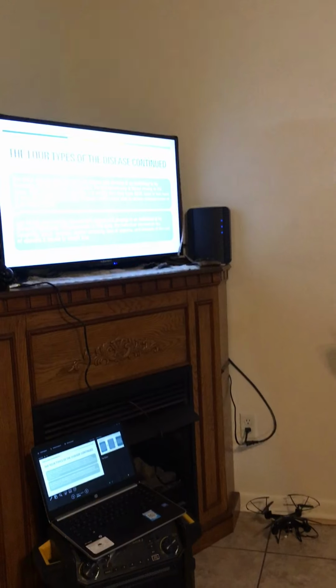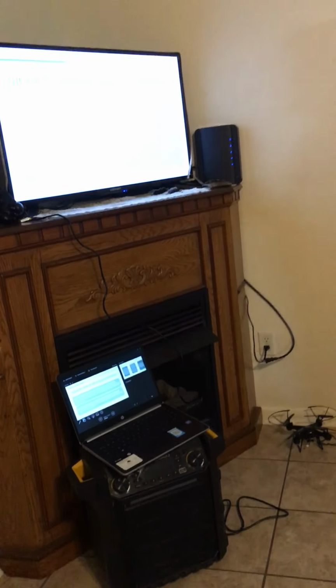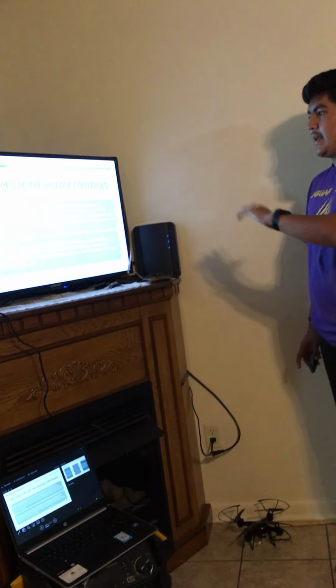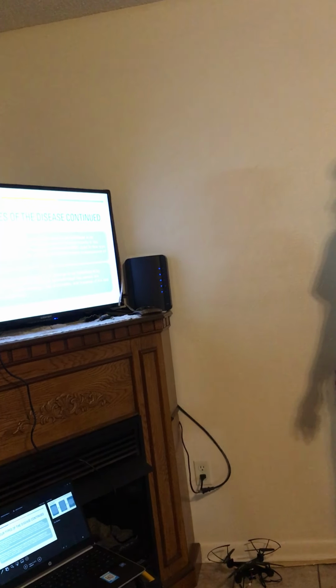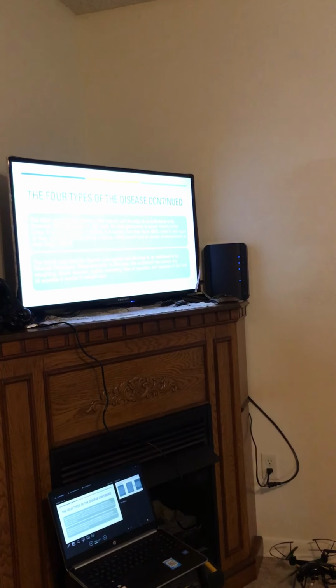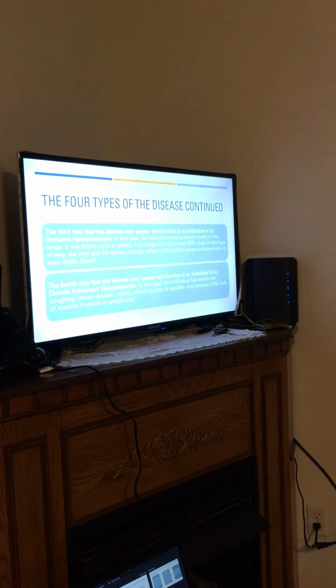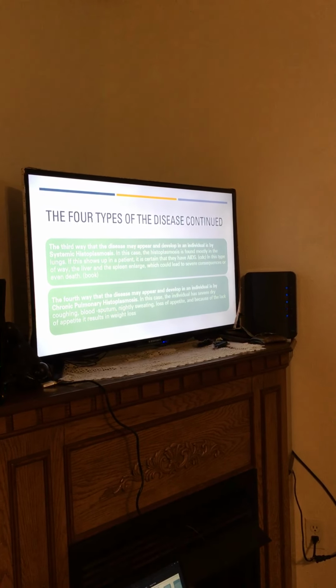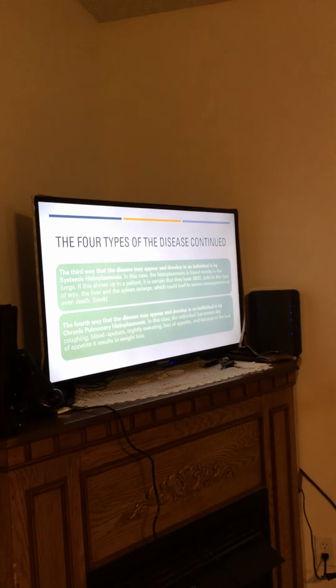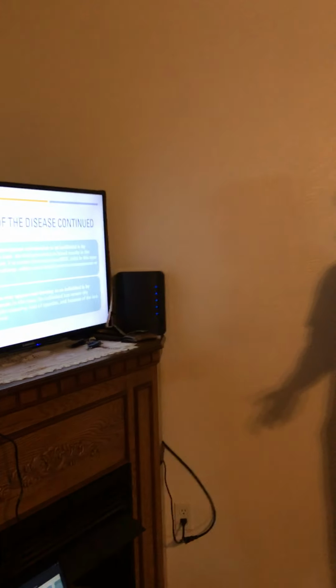The third way that the disease may appear and develop in an individual is by systemic histoplasmosis. In this case, the histoplasmosis is found mostly in the lungs. In this type, the liver and the spleen could enlarge, which can lead to severe consequences or even death.